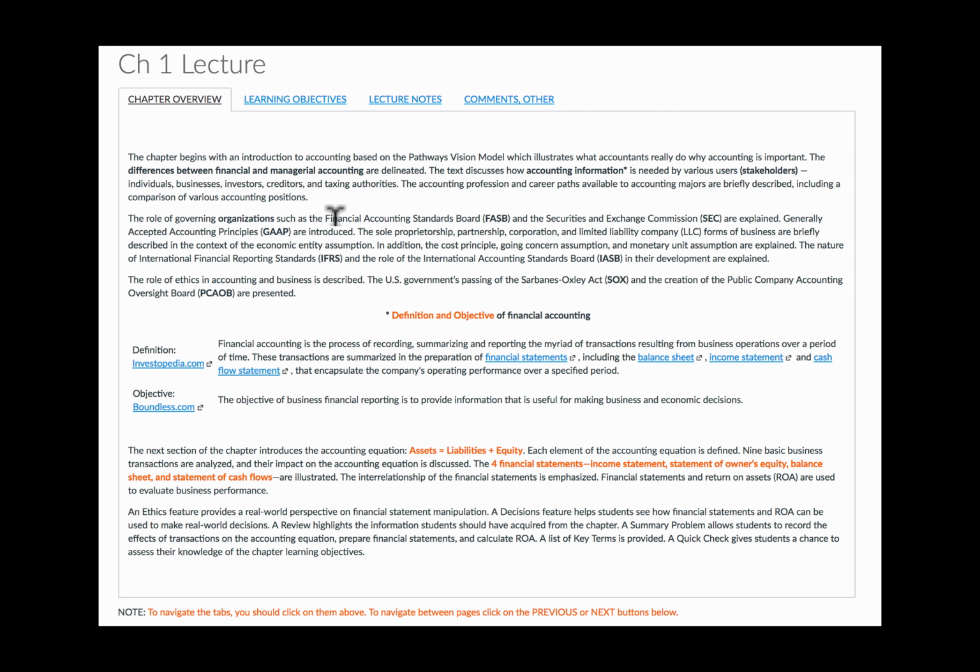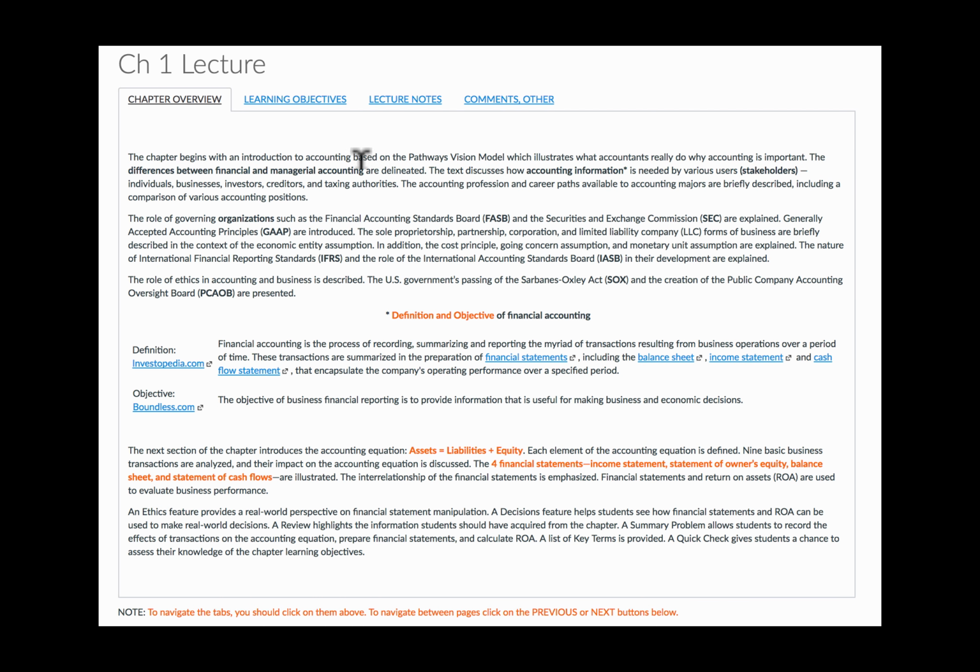So to begin with, for chapter 1, as you know, this is the introduction for your accounting classes. This is the gateway for all of your accounting work in the future. So this chapter begins by discussing some project called the Pathways Vision Model. And as you can see, I have not bolded that. I don't think it's extremely important. You can read about it and move on.